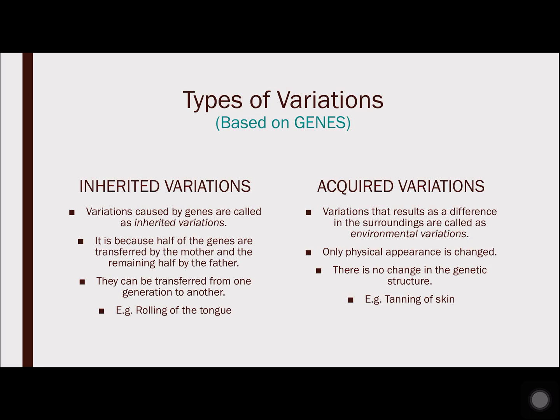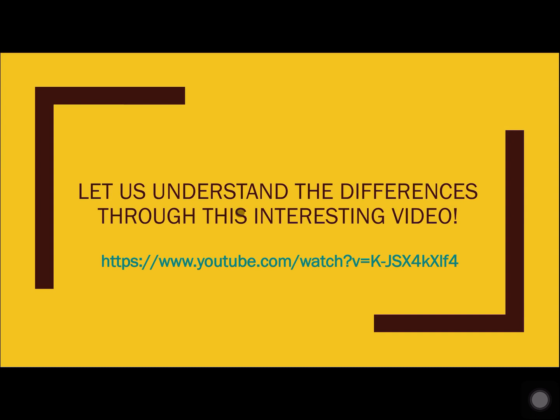Then acquired variations. Variations that result from a difference in the surroundings are called environmental variation. Only physical appearance is changed. There is no change in the genetic structure. Example, tanning of skin. Like now, your mother didn't play basketball but you are playing. Now what happens is you get tanned. So your mother's skin is the same, but you got tanned by the environment. So it is acquired from nature. Okay, that's good. Let us understand the differences through this interesting video.